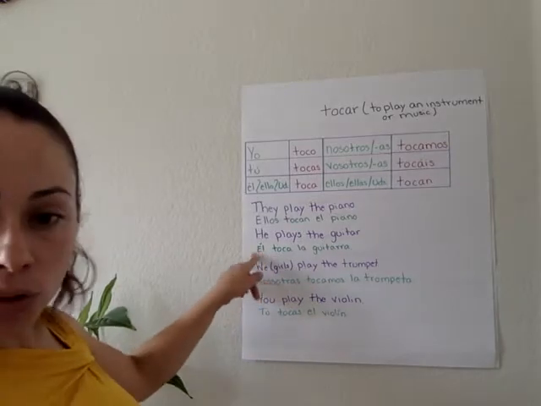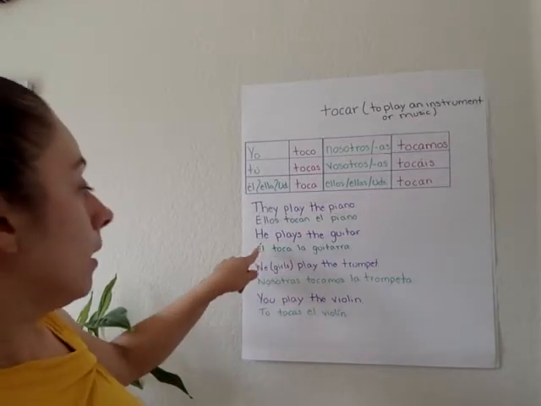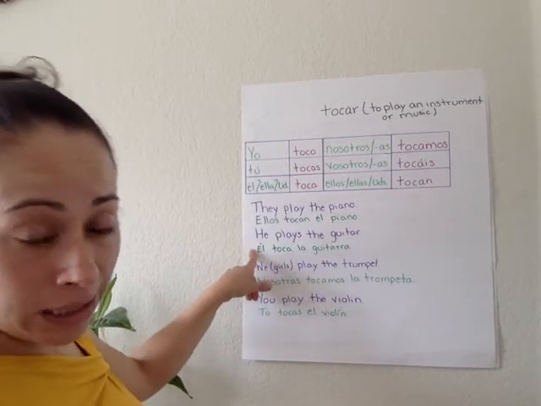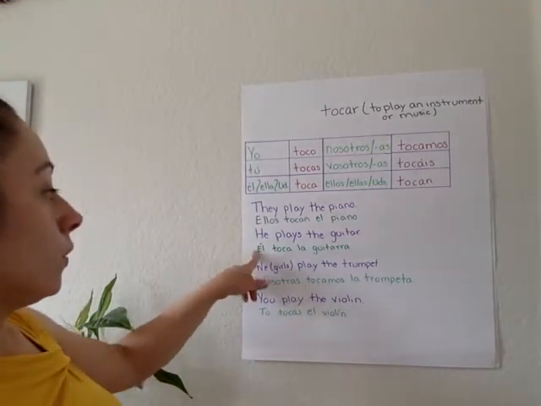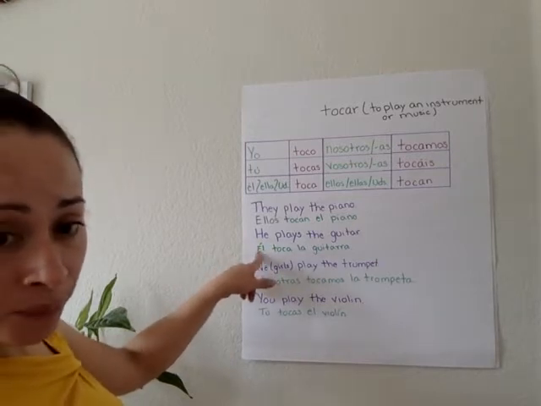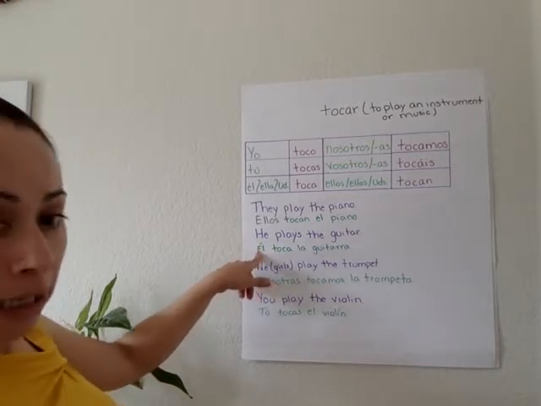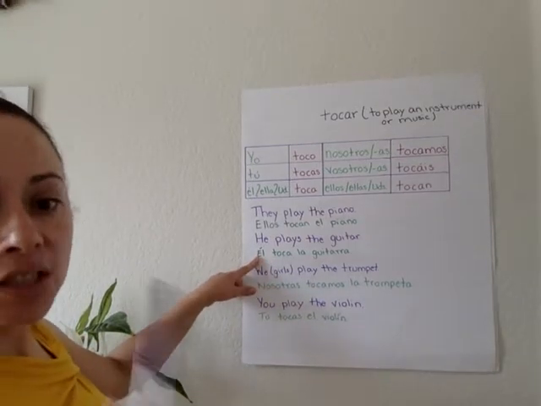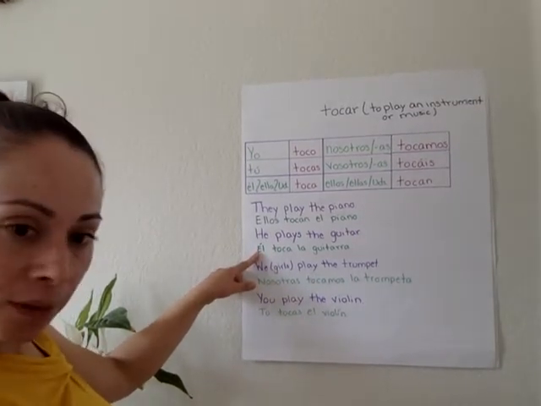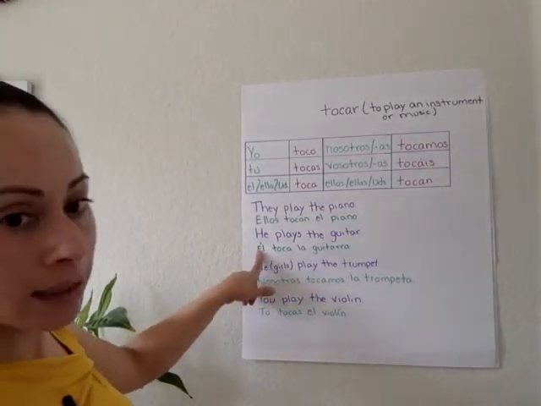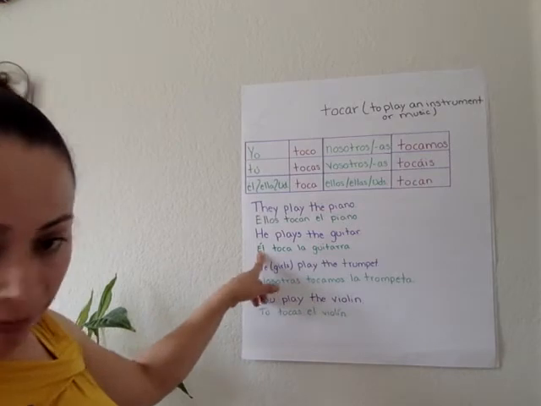Now, don't forget, he has an accent mark above the E. If you don't write the accent mark above the E, then it's not going to mean he. It's going to mean the, okay? El chico, the boy, versus él es, he is, okay? With an accent mark above the E.